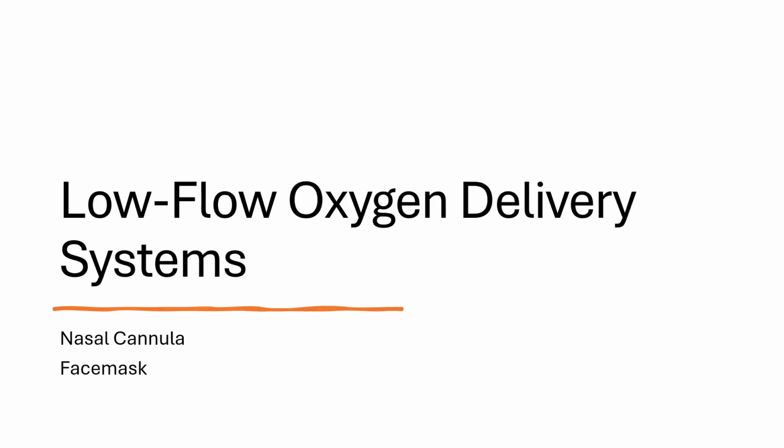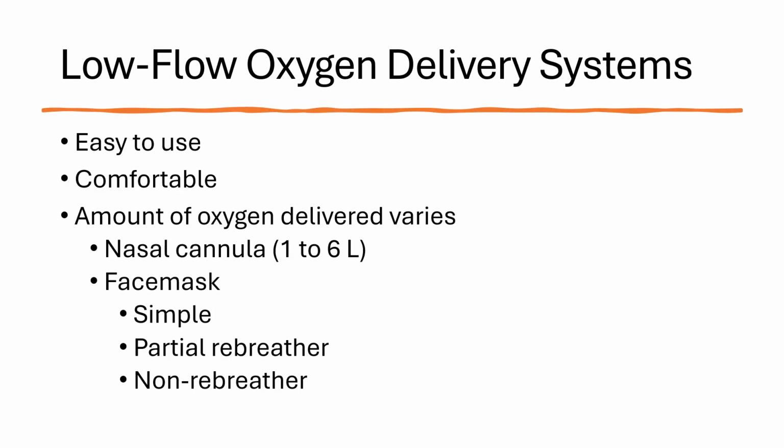So I split these up between low flow, advanced airways, everything like that, so that way you can reference these later as well. We've got low flow oxygen delivery systems, which is your nasal cannula and your face masks. Low flows are usually the first ones we'll use. They're pretty easy to use, they're comfortable. The amount of oxygen delivered varies. Nasal cannula can be 1 to 6 liters. You can have a face mask, which can be simple, partial rebreather, or non-rebreather.